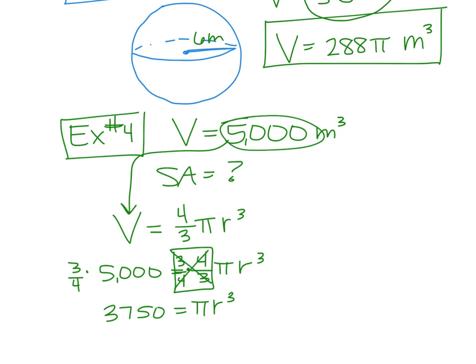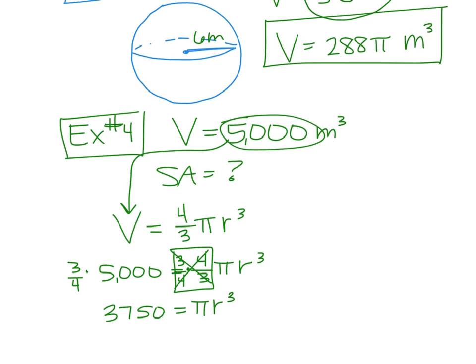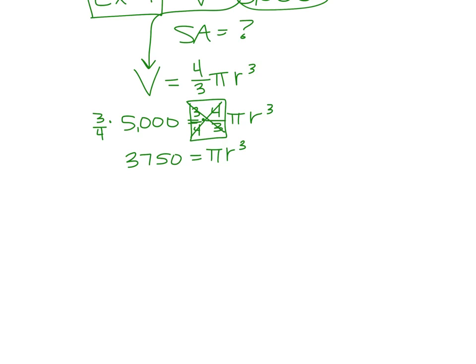Okay, now there is a way to plug the pi in right away at the beginning. That's the way I'm not going to show you because that's the way that always confuses people. But you could, okay? Instead, I break it down in 2 steps. So from here, what would you do now to solve for r cubed? Divide by pi. Okay, now our number is going to get a little ugly, but that's okay. So divide by pi. 3,750 divided by pi is this number, 1,193.662. Okay, so we have r cubed.